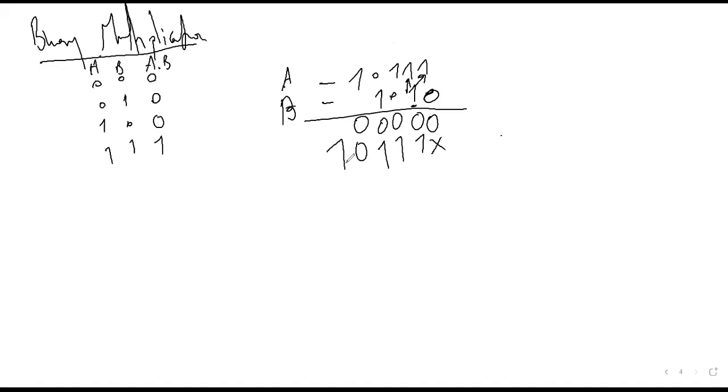The next thing, you multiply by the next number, 0. Every component of the binary input A, you have to multiply it by 0.